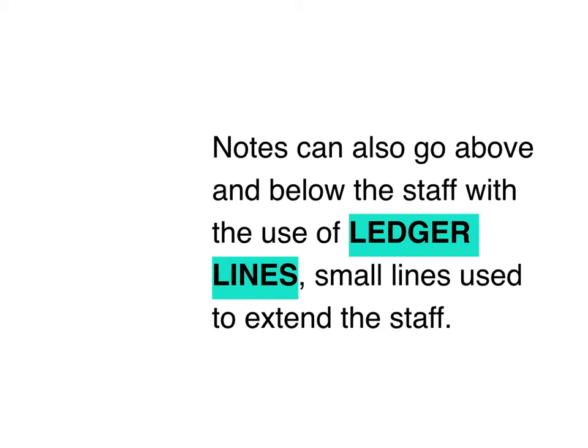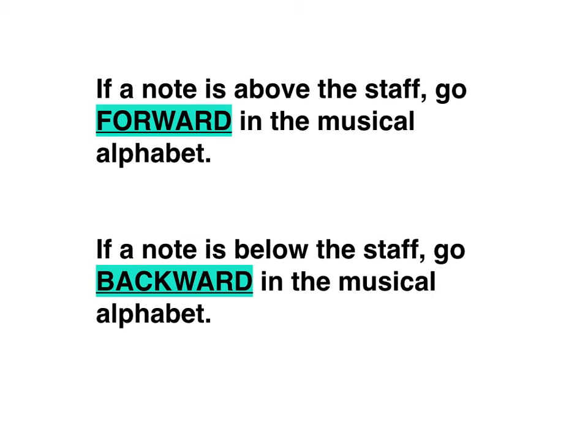Theorists came up with a system to extend the staff because if all we had were the letter names of the staff, well, music would be very boring and use a very, very small range. So notes can also go above and below the staff with the use of ledger lines, small lines which are used to extend the staff.